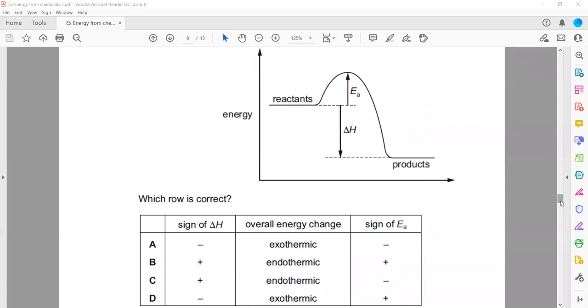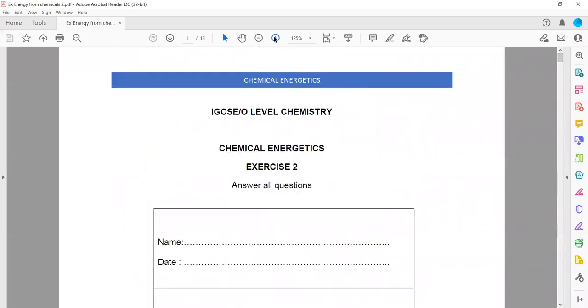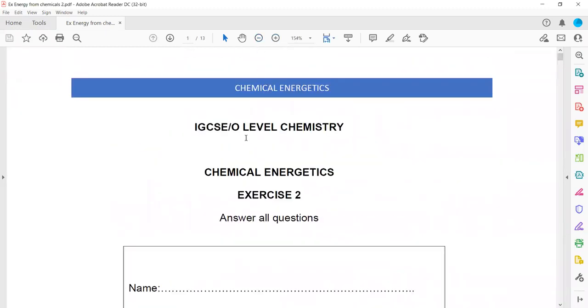So this was the exercise related to the topic chemical energetics. We are done with this topic. I will share these exercises with you.